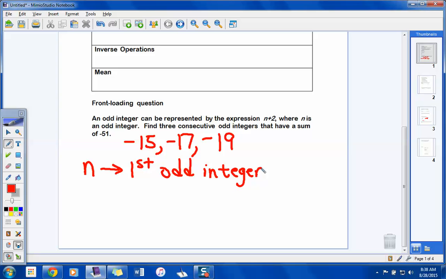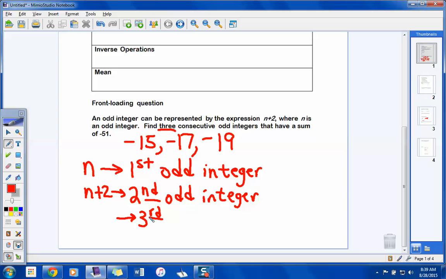2. So if the first odd integer is n, the second odd integer would be represented by what expression, kiddos? I heard it. Somebody said it. Shout it out at me. N plus 2, right? How many consecutive odd integers are we talking about in this problem? 3 of them right here, right? How many expressions have I got for odd integers right now? So far only 2. So here's a question. To get to the third odd integer, what do you think the expression for the third odd integer would be, guys?